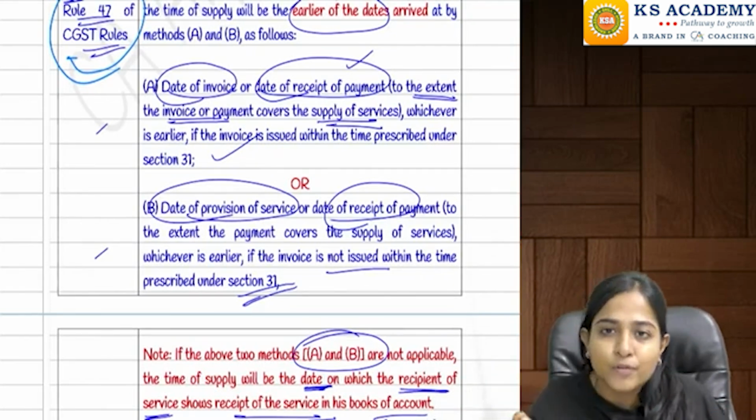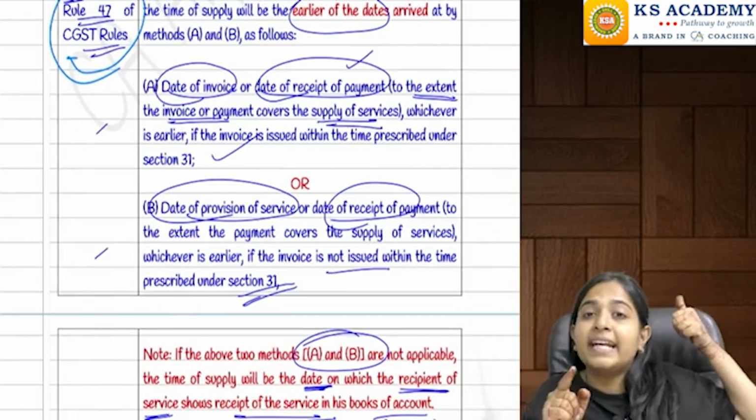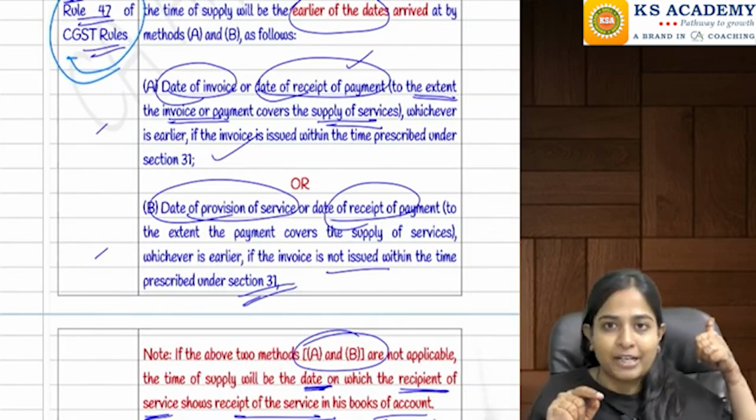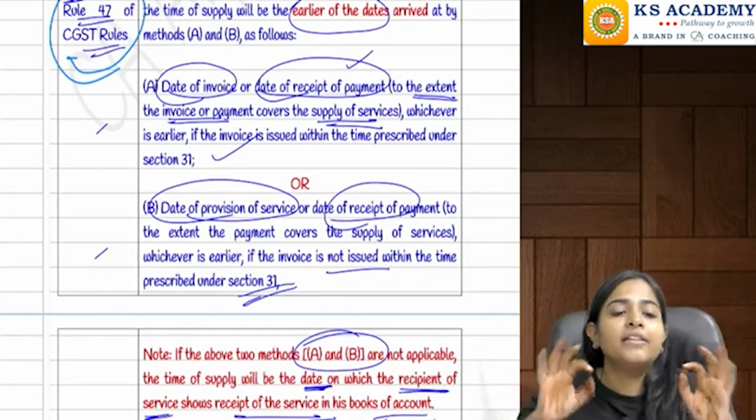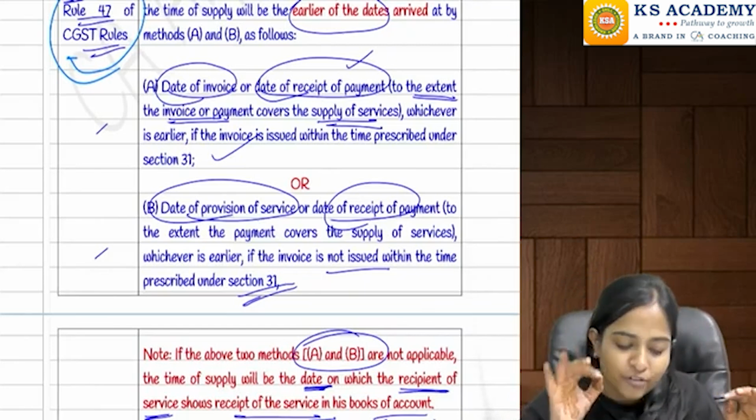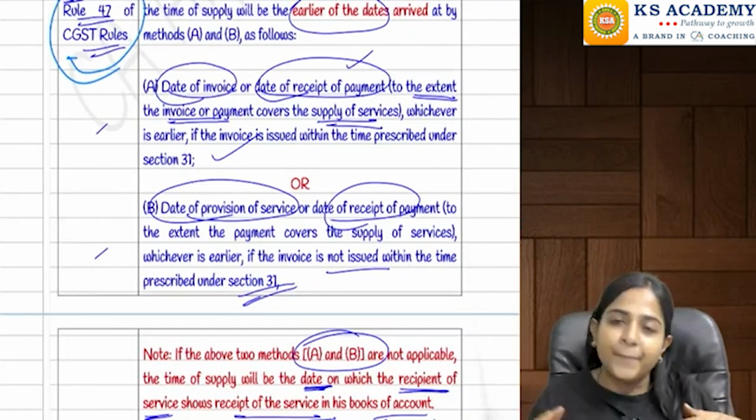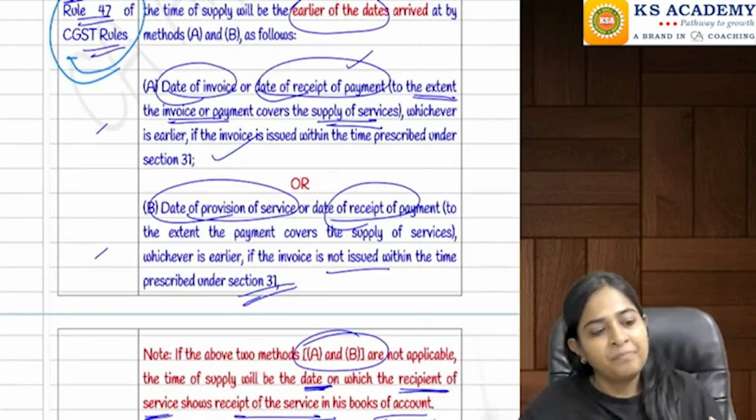Suppose the invoice was not issued on time. In case of goods, we had taken the last day when the invoice should have been issued. Here we are not supposed to take the last day when the invoice should have been issued. Here, if the invoice is not issued on time, then it is the date of provision of service. Date of provision of service is nothing but date of completion of service or receipt of payment, whichever is earlier. Are you clear with this?